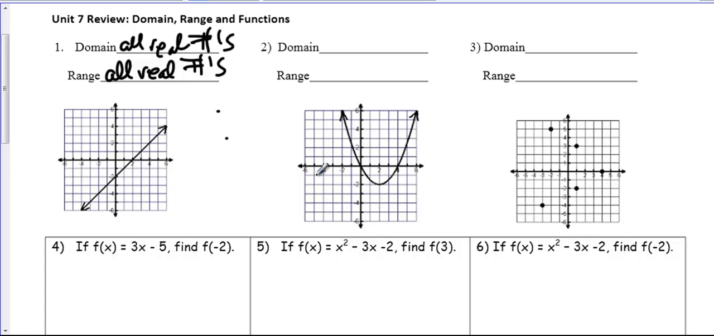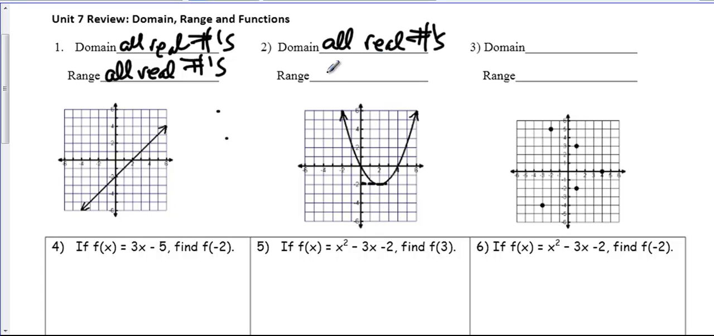Again, the domain from left to right. That arrow means it goes up and to the left forever. This arrow means it goes up and to the right forever. There's no left end. There's no right end. Once again, our domain in this problem is all real numbers. My range, as I work bottom up, I do find a bottom, right here at -2. But there is no top.